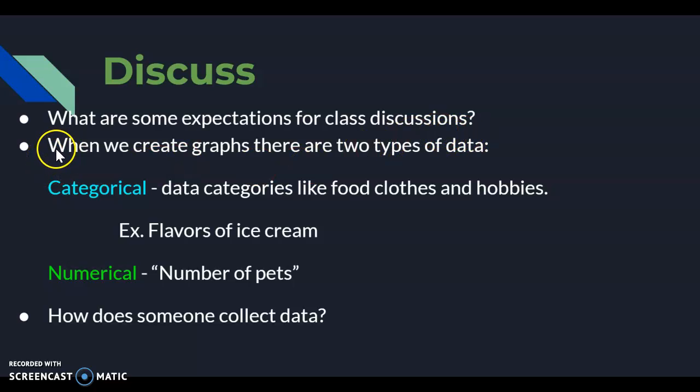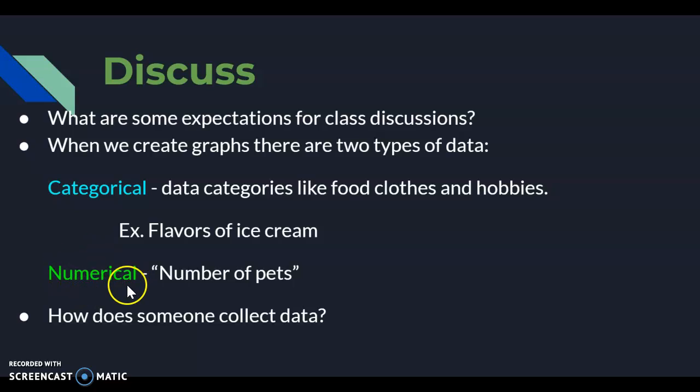Our second part up here: when we create graphs, there are 2 types of data. You've got categorical and numerical. For categorical data, categories like food, clothes, and hobbies are all in there. So for categorical, that means that we're putting things in categories, such as right here, examples of flavors of ice cream. There are many different types of ice cream, and you can put them all in categories.